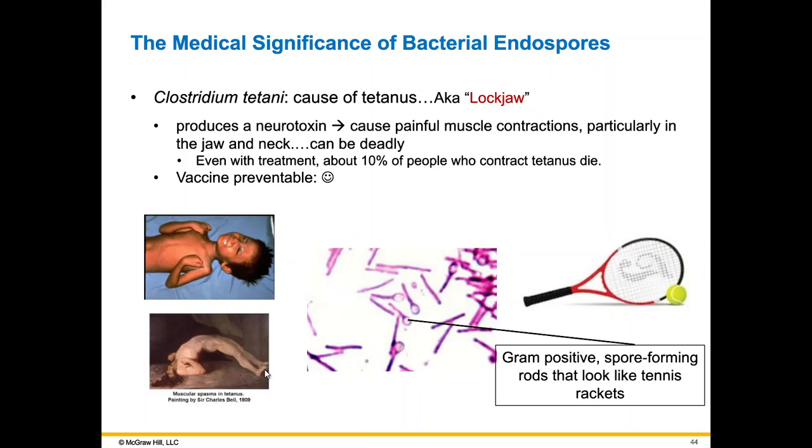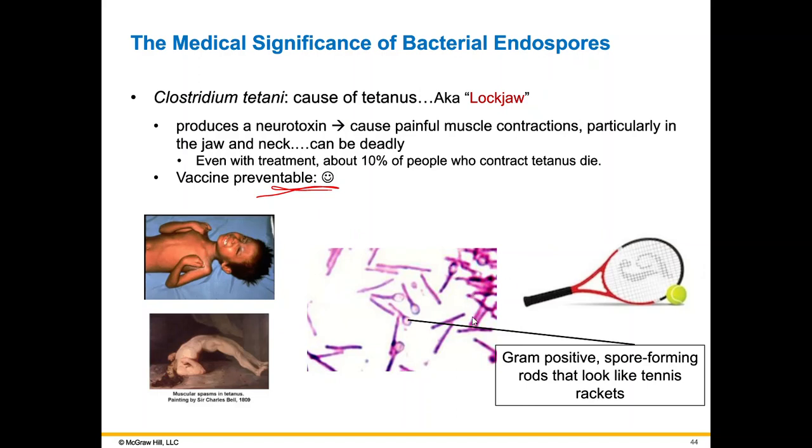So this is a painting from 1809, where you can see this individual has some very odd shape to his body. That is because he is experiencing tetanus, and here we have an actual picture of a person experiencing the same thing. Even with treatment, about 10% of people who contract tetanus die. Luckily, though, it is vaccine preventable, so get your Tdap.